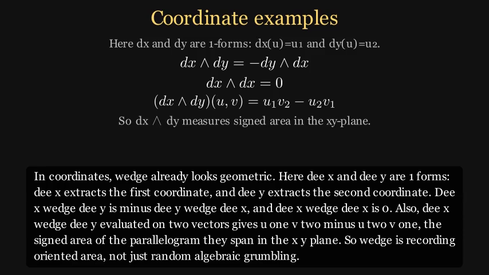In coordinates, wedge already looks geometric. Here dx and dy are one forms. Dx extracts the first coordinate, and dy extracts the second coordinate. Dx wedge dy is minus dy wedge dx. And dx wedge dx is 0. Also, dx wedge dy evaluated on two vectors gives u1 v2 minus u2 v1. The signed area of the parallelogram they span in the xy plane. So wedge is recording oriented area, not just random algebraic grumbling.